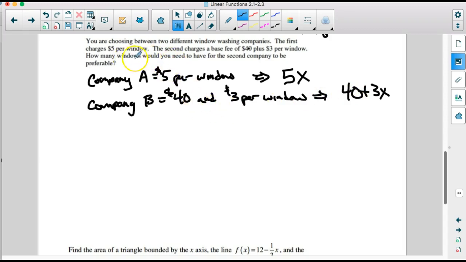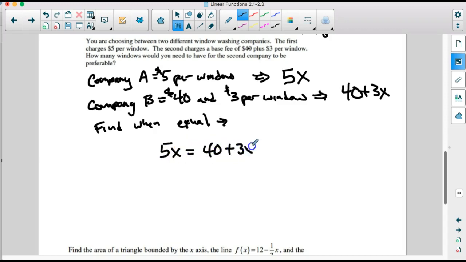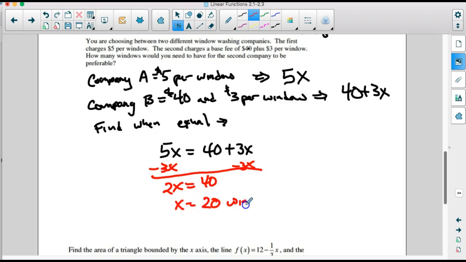We want to know when the second company would be preferred. So we're looking at when this is going to be less than that. Let's find the intersection point first, find when they're equal. We did that in the last video. We want to set these two functions equal to each other. So 5x equals 40 plus 3x. To solve that, subtract 3x on both sides and get 2x equals 40. So x is going to be 20. 20 windows is when they'll be the same price.